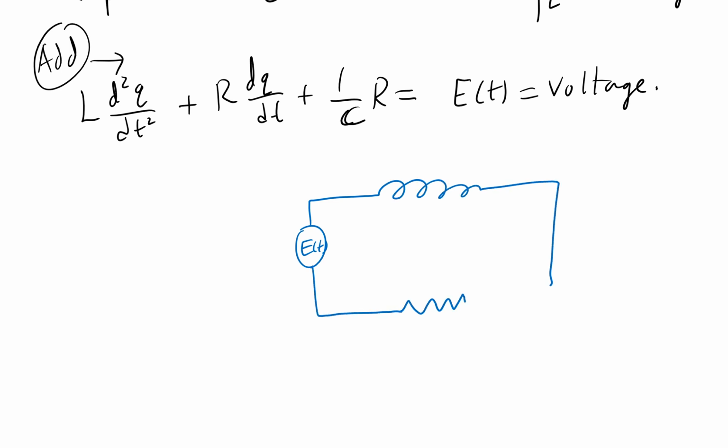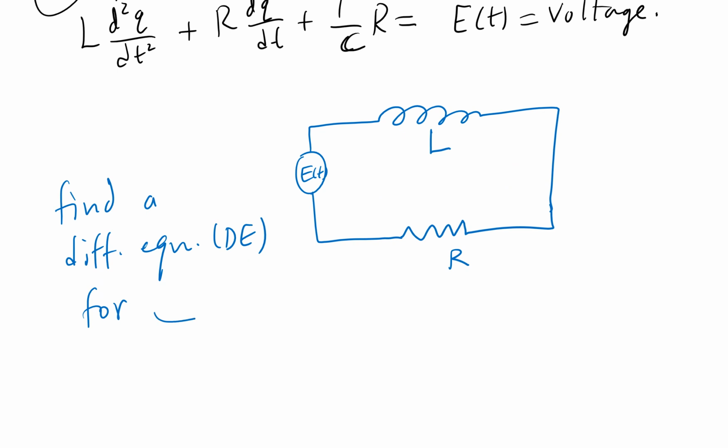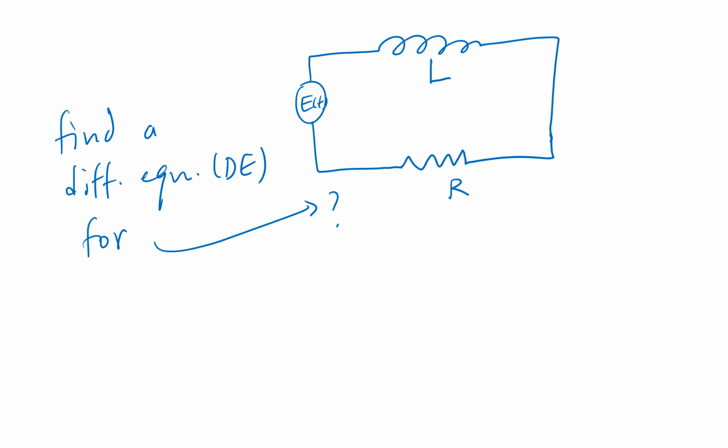Different circuits have different given information. Let's look at this figure. We need to find a differential equation. I'm going to abbreviate it with DE for this circuit. How do you find that out? So basically, we need to find a differential equation for that.